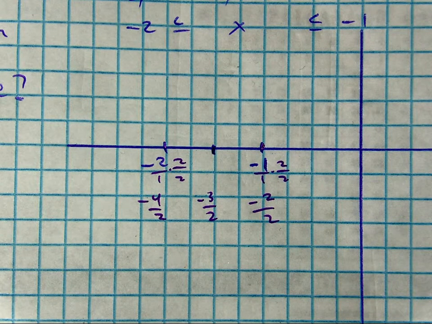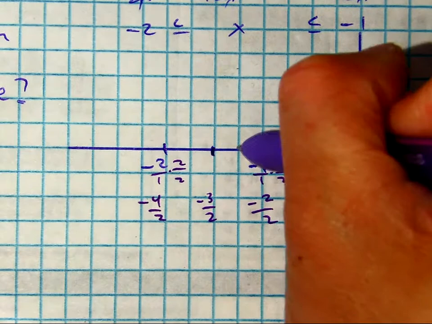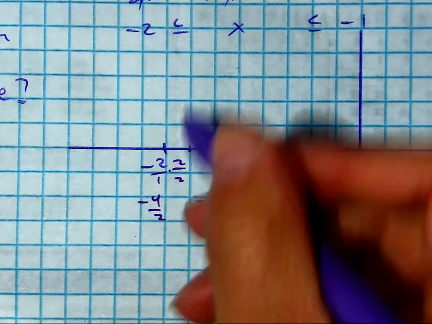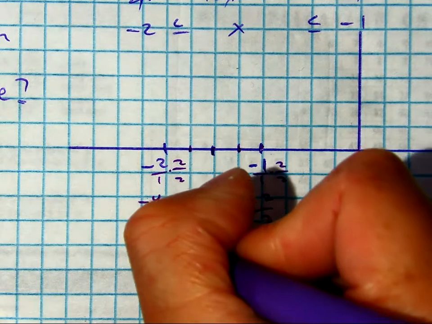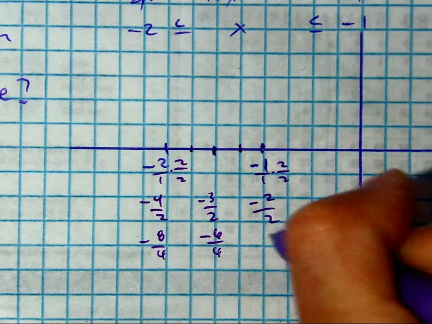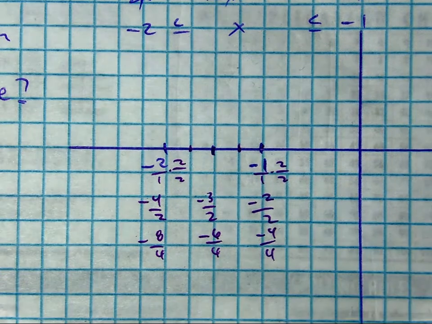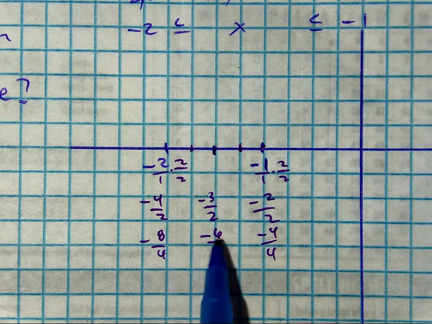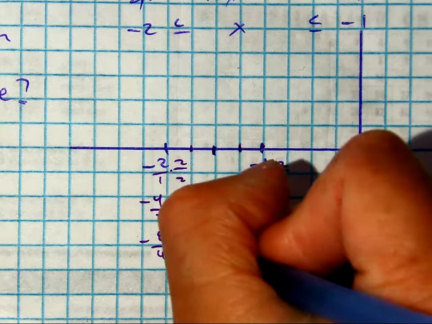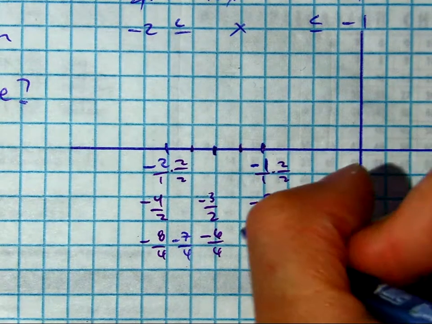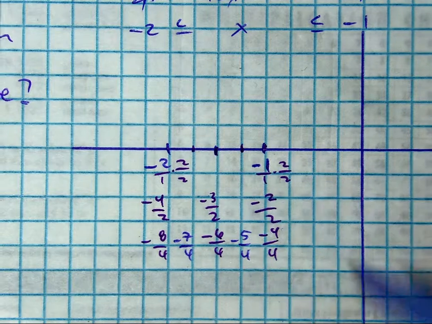How do you find the midpoint between those two? Well, I decided to actually double the values again. -8 over 4, -6 over 4, and -4 over 4. That way you can count in between. Class, what's between -8 and -6? -7 over 4. What's between -6 and -4? -5 over 4. Okay, looks a little bit crazy here.